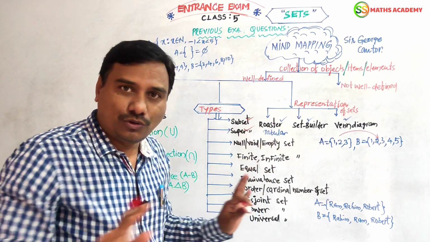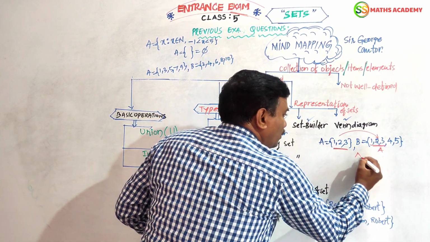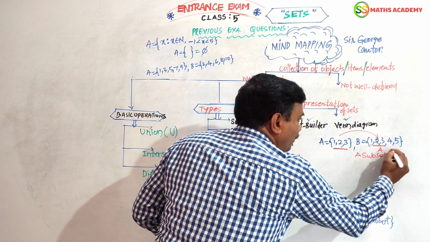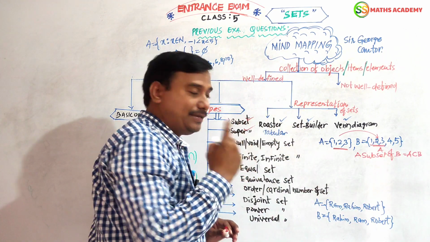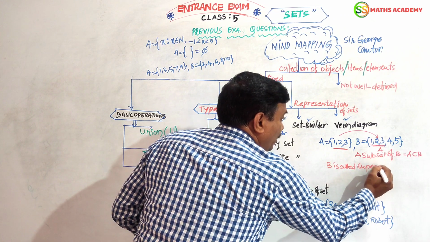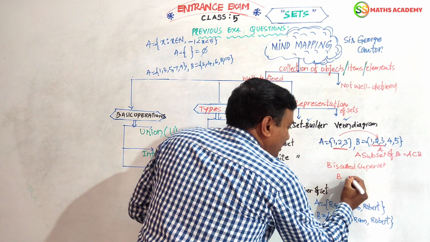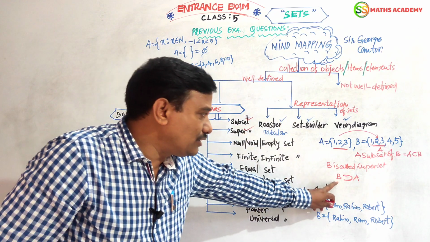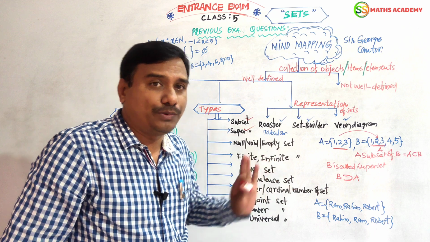These three elements are there, so A's elements will be there in B. So A is a subset of B. It is denoted by A is a subset of B. Now B is called the superset, the big brother. It is denoted by B is a superset of A. A is a subset of B. This is the concept of subset and superset.